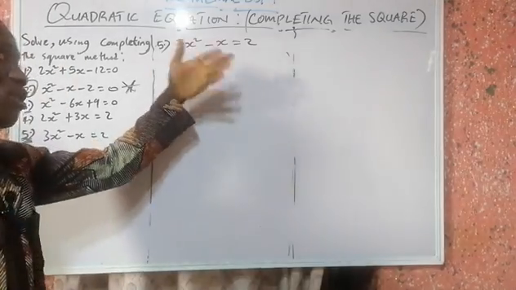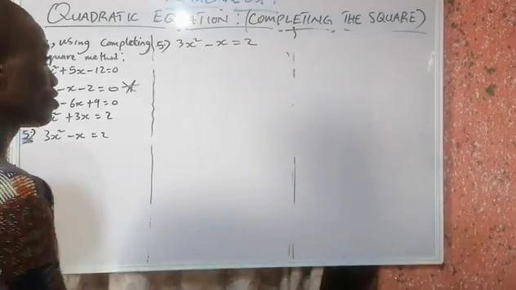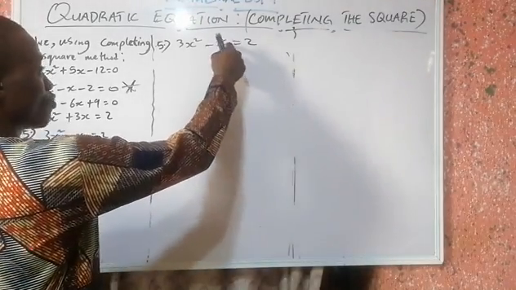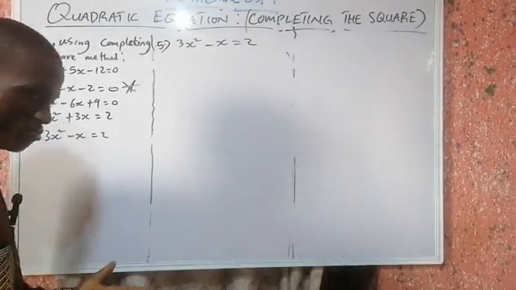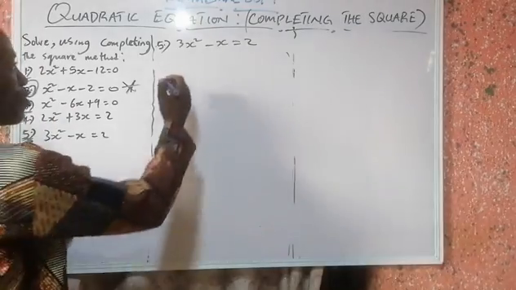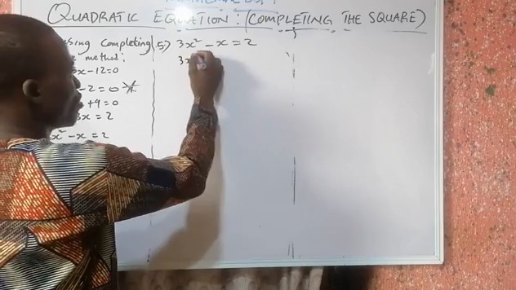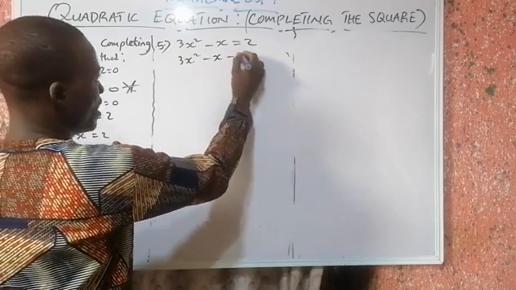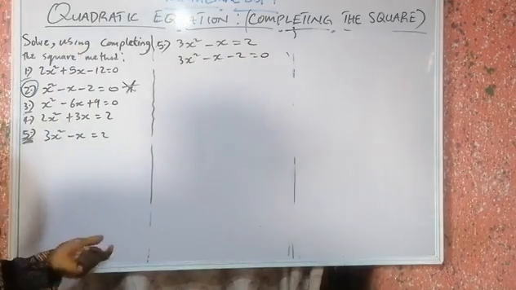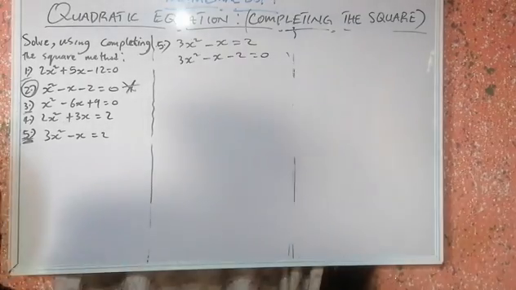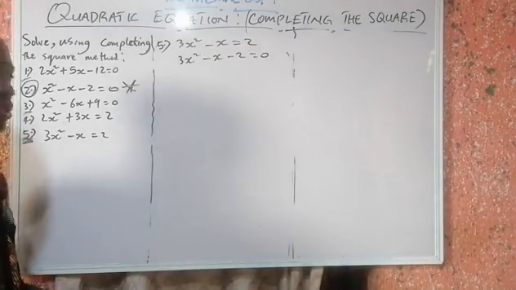But I already know that this is in the form of a quadratic equation. Once I bring this 2 here, it will be minus 2 equals 0. Perhaps we should do it like that. So you can say 3x squared minus x minus 2 equals 0. Yes, if you want to do it like this, no problem. Let's just give it this approach anyway.